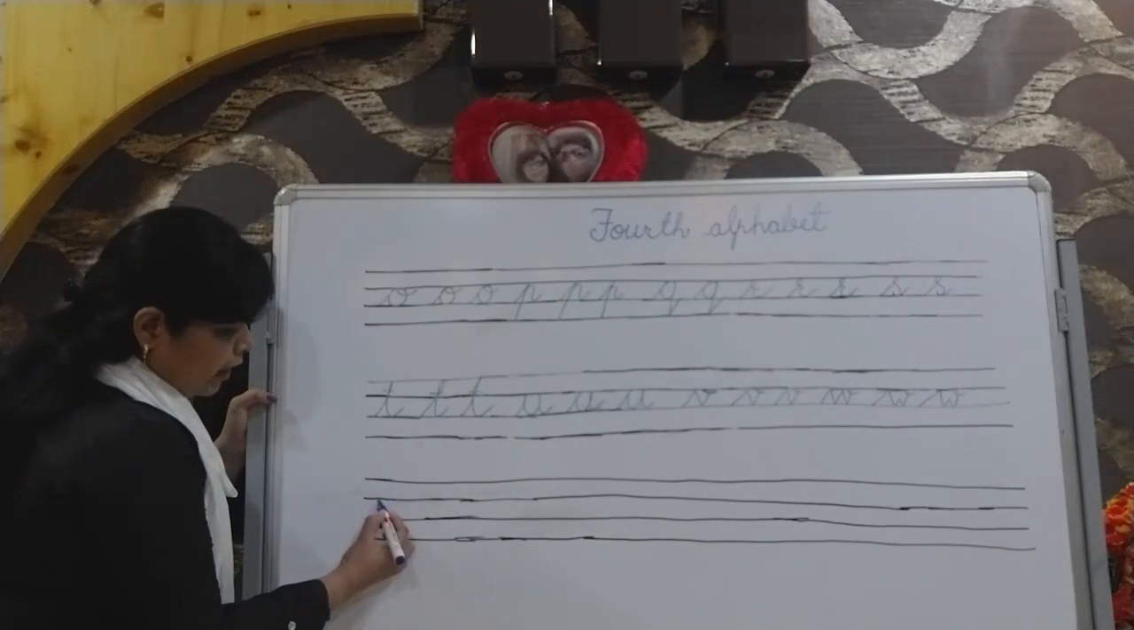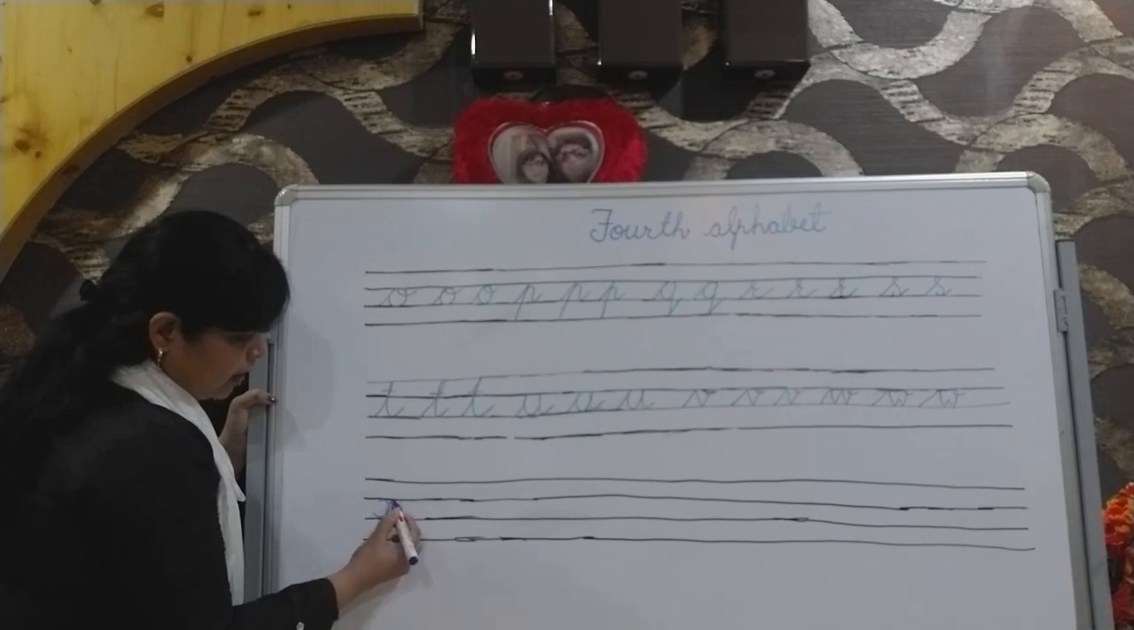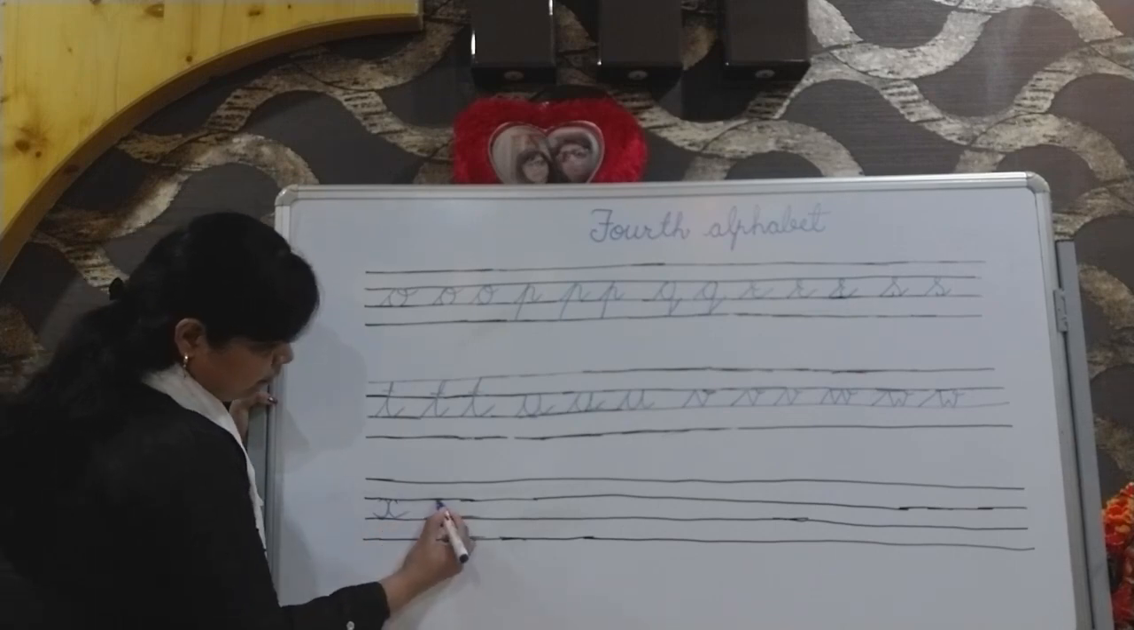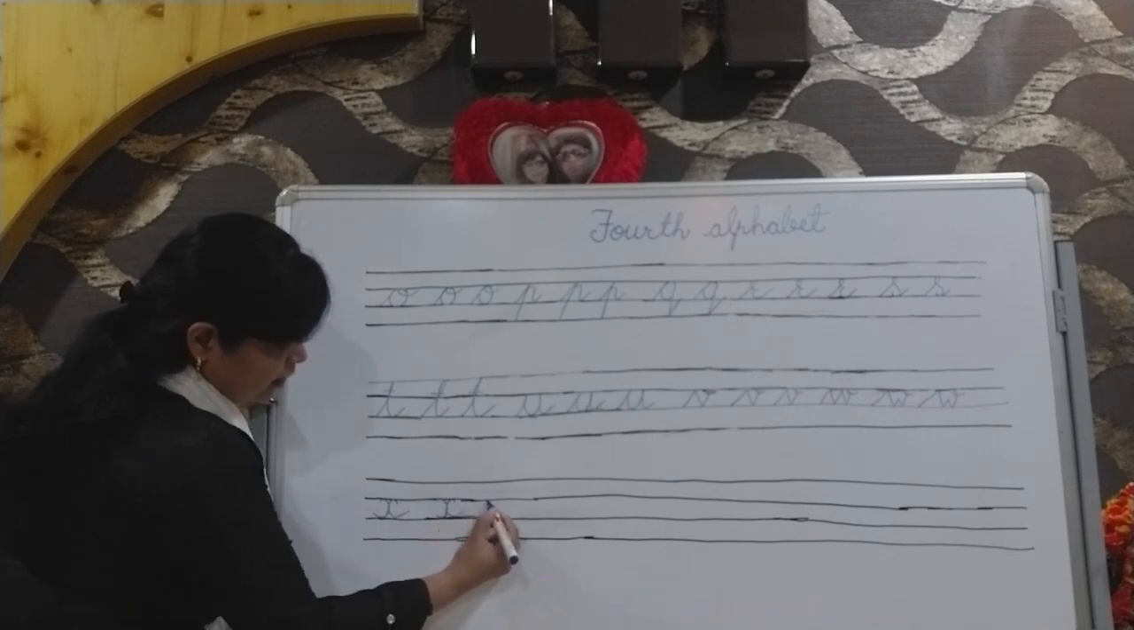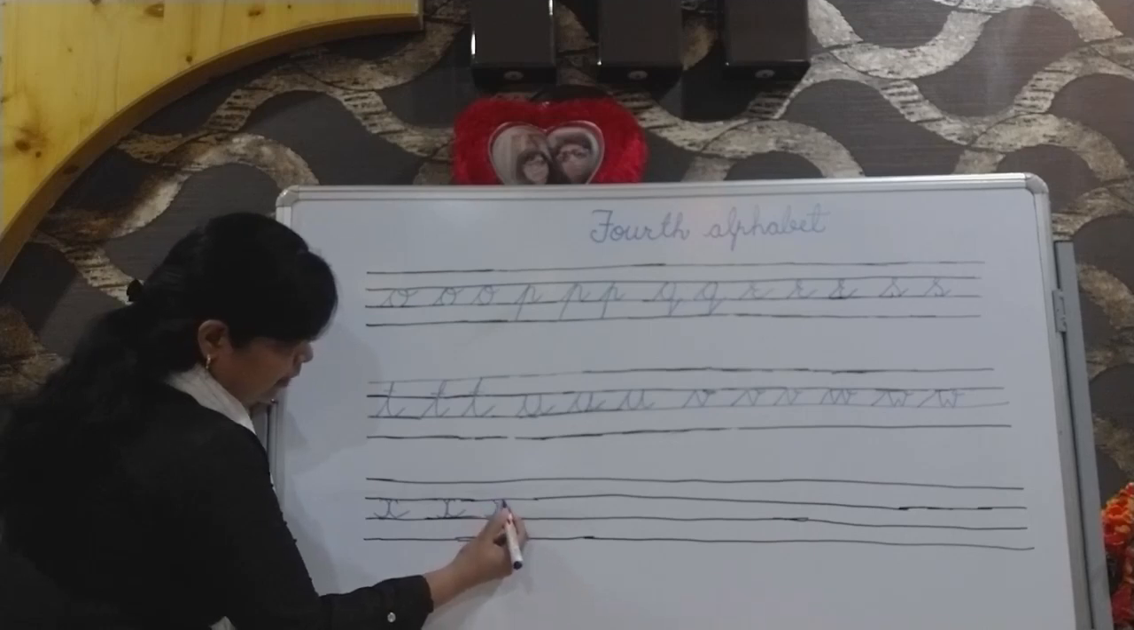Now see X. In the middle line we will write X only. We have to write an opposite C, then a right C. Two curves we have to make. One curve left and one right to make X. It is X. Look carefully, touch the line please.